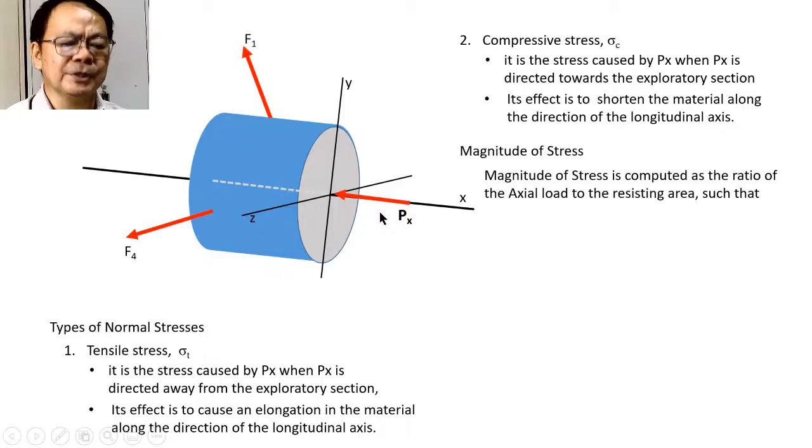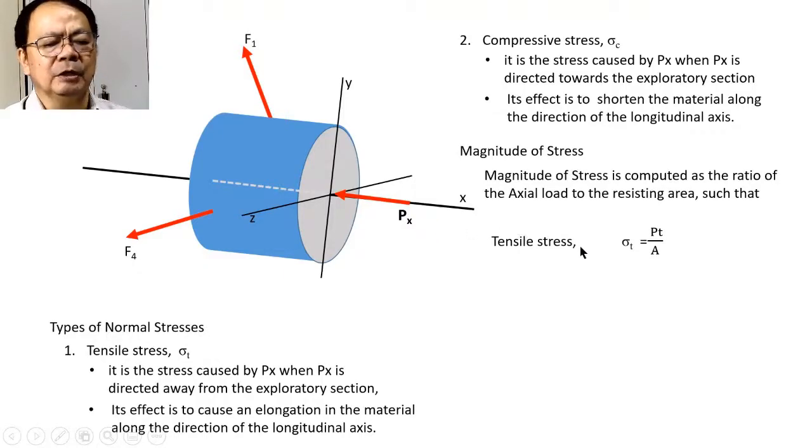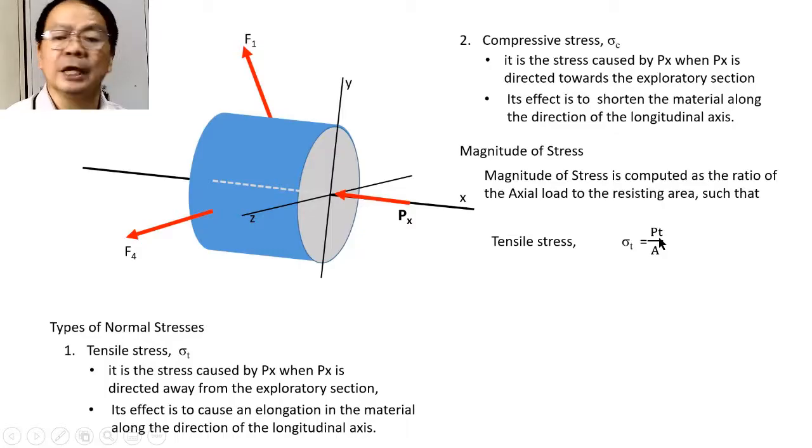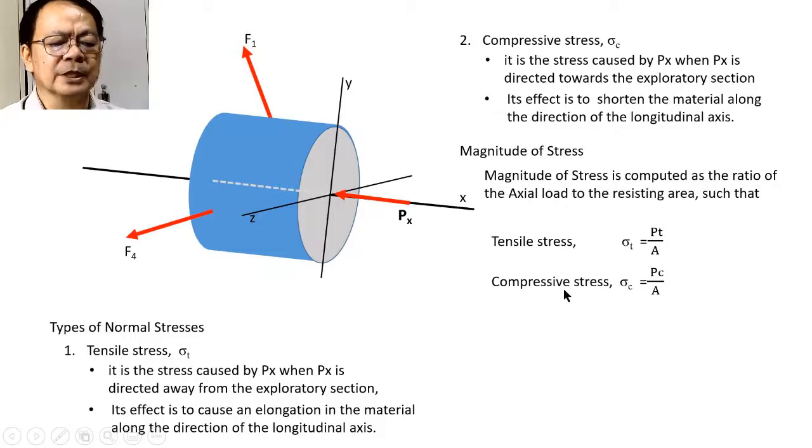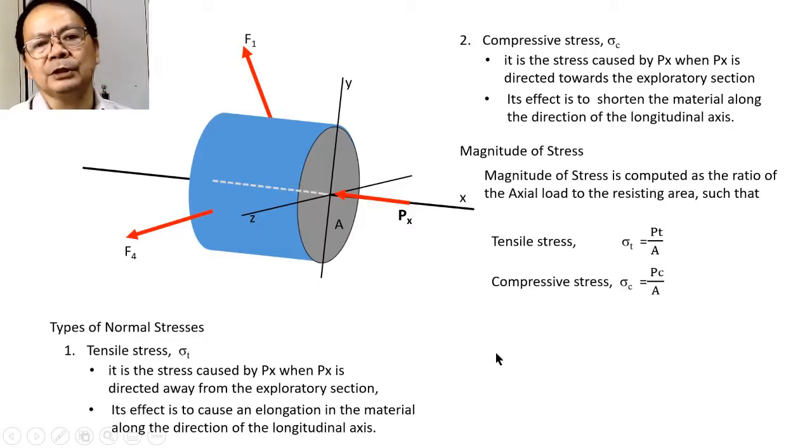The magnitude of stress is computed using the relation between the tensile load or the compressive load divided by the resisting area. Kaya kung meron tayong compressive stress, it is equal to P sub C over A, at para sa tensile, P sub T over A, na kung saan yung P sub C at P sub T are the forces that are directed normal to the resisting area. A is the area that resists that load. Kumbaga, ito yung ating nakikitang area. So what will be the unit? The unit will be whatever is the unit of the load divided by the unit of the area.